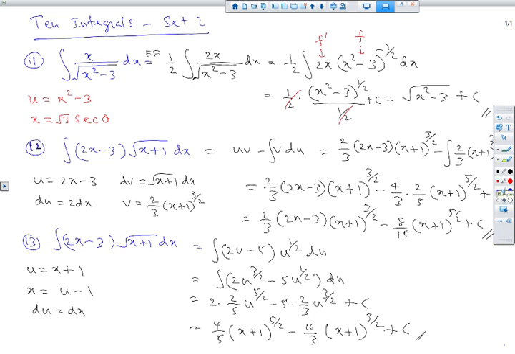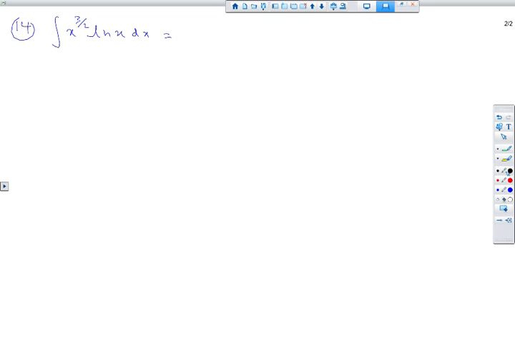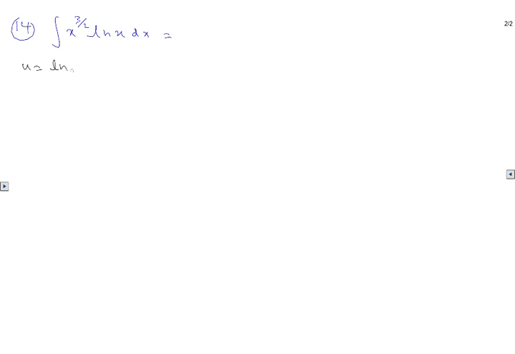So number 14. Number 14 is another integral: x^(3/2) natural log x dx. When you look at the problem, you can see that this is an integration by parts problem. So what we can do, we have u equal ln x. That's the trick. You have to pick the log function as u. If you try to do it the other way, it's going to be more complicated. So the rest of the function goes to the dv. So du equals 1 over x dx.